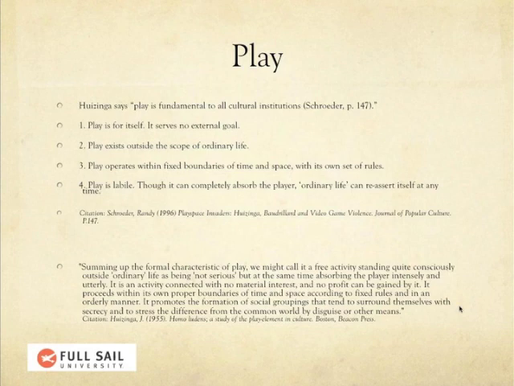Play operates within fixed boundaries of time and space and with its own set of rules. So while we are engaged in play, really that play subsumes the other activities that we're doing or takes the place of those other activities. And it has its own set of rules, so those rules may be significantly different than what we do in a normal environment. Play is layered. Though it can completely absorb the player, ordinary life can reassert itself at any time. So you can see players toggling back and forth between their own ordinary everyday routines and play.